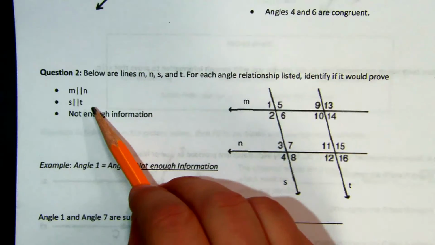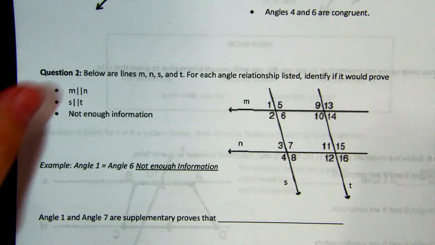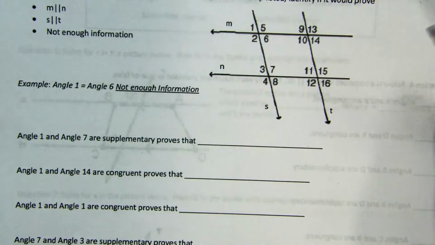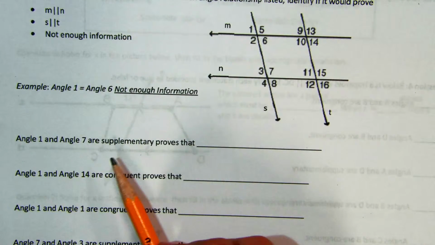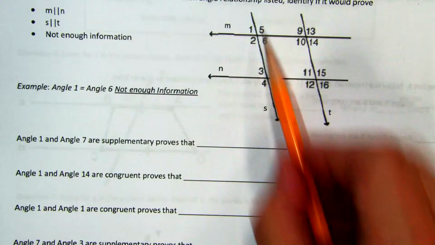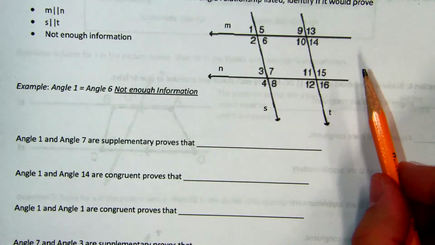Now, in the more complicated cases, look at this question down here. So we're going to look through this and see if we have enough information to prove that M is parallel to N, S is parallel to T, or just not enough to prove anything. Okay, so let's look at the diagram. We've got M, N, S, T, and R, and numbered angles.